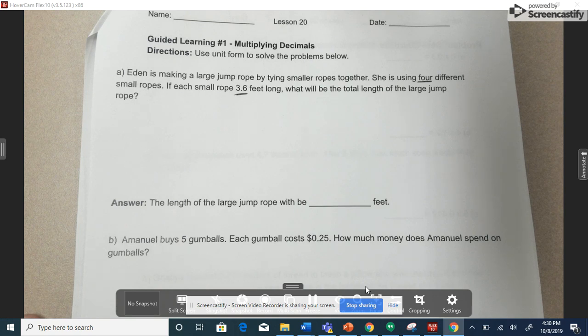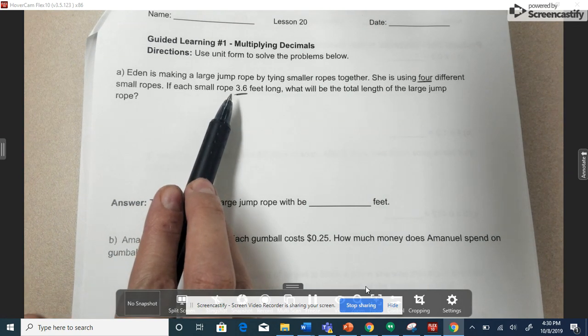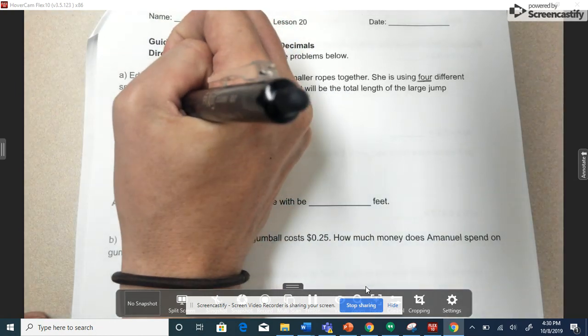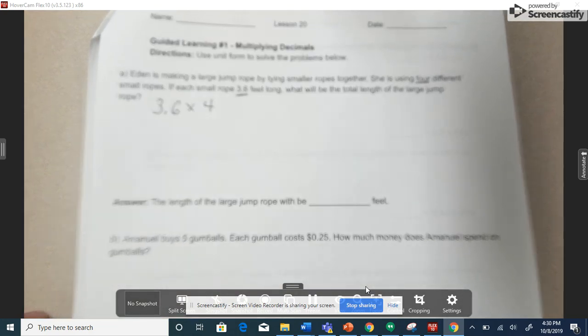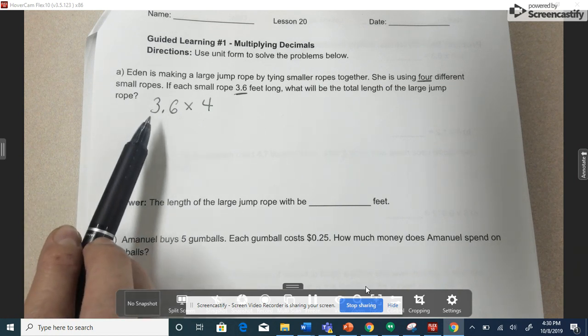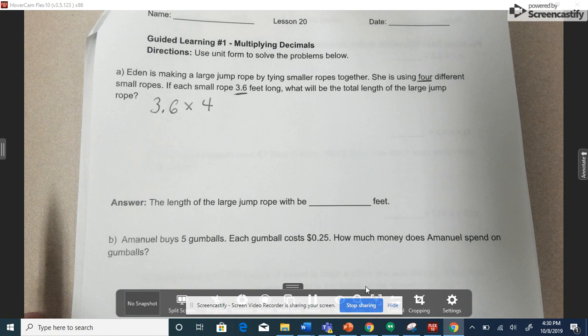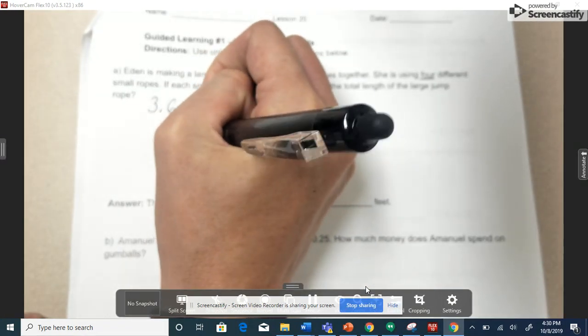So I know that I'm repeating 3 6/10 4 times. So I know my equation is going to be 3 6/10 times 4. I'm going to show you 2 different ways to solve this. The first is by using unit form. So here I can write 3 6/10 as 36/10.